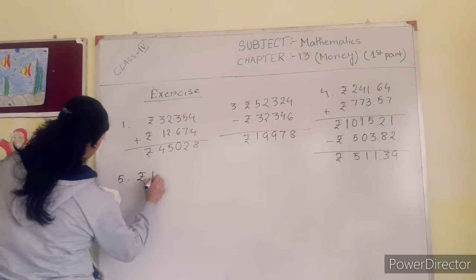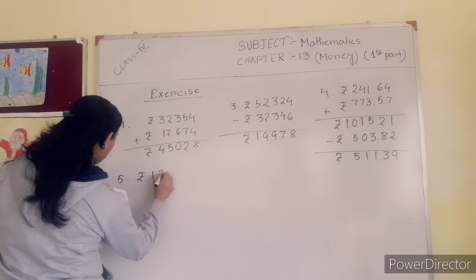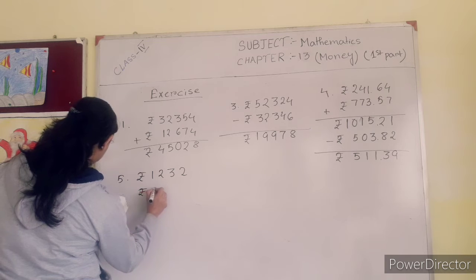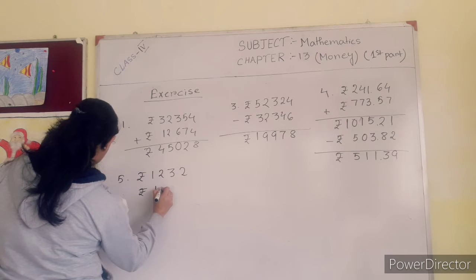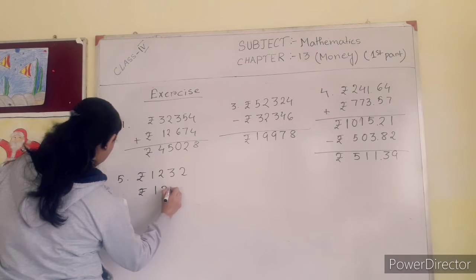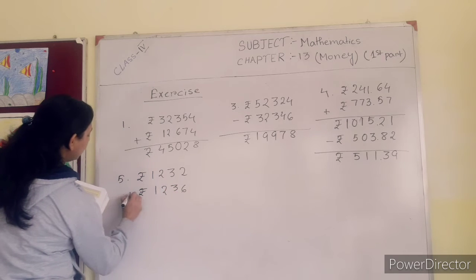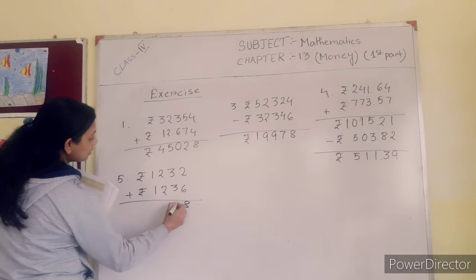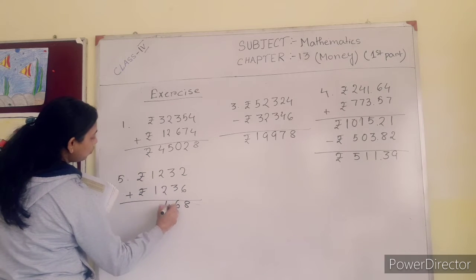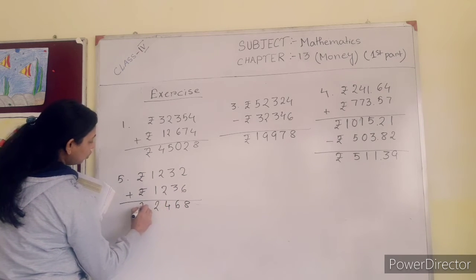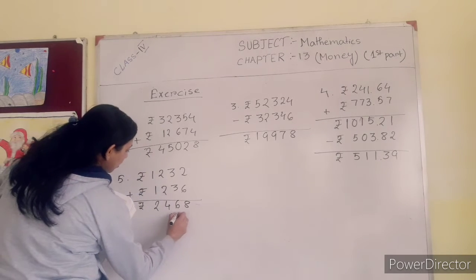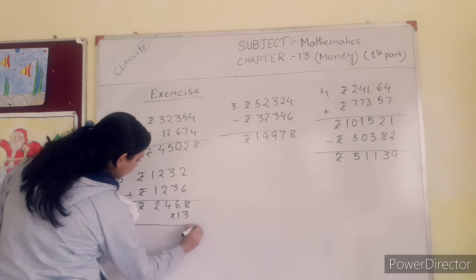Rupees 1,232. Rupees 1,236. Add these two amounts. 6 plus 2 is 8. 3 plus 3 is 6. 2 plus 2 is 4. 1 plus 1 is 2. Rupees 2,468. Now multiply this amount by 13.